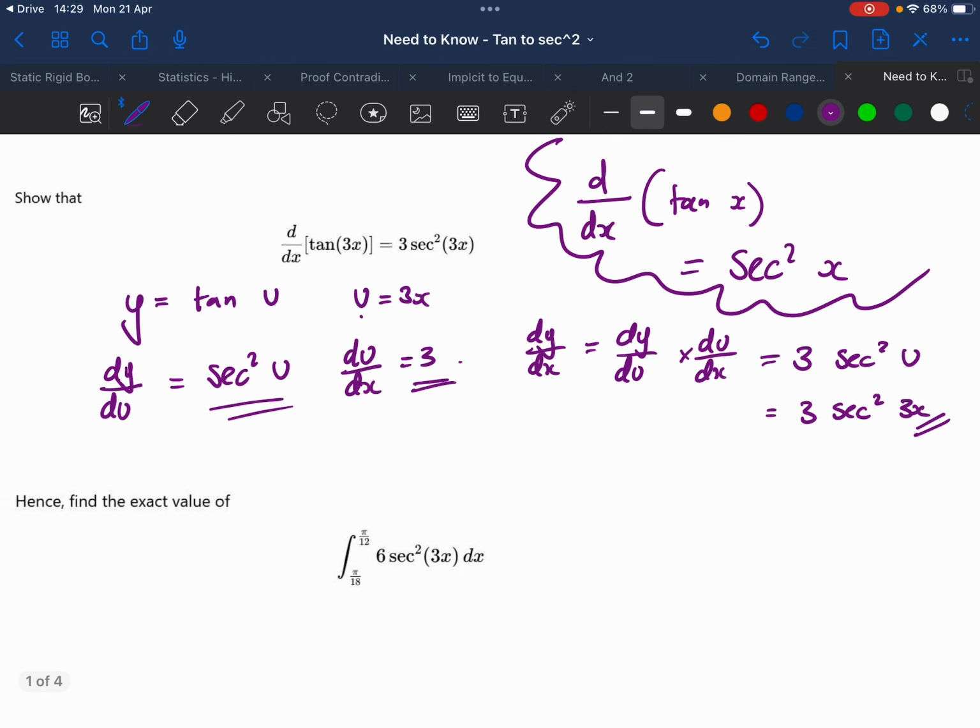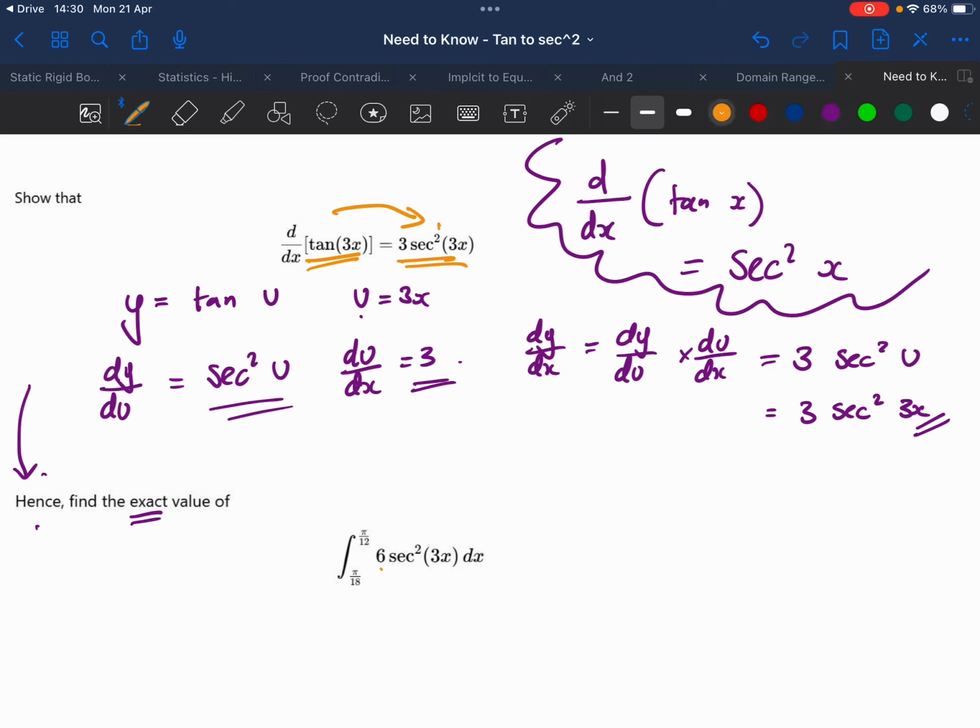And now the next bit is "hence", so we're meant to look for a link from before. Hence, find the exact value, so surds perhaps, of this one here. Now, what we see is that tan 3x differentiated to 3 sec squared 3x, and this here is 6. So we want to take advantage of knowing that result and using that result backwards.